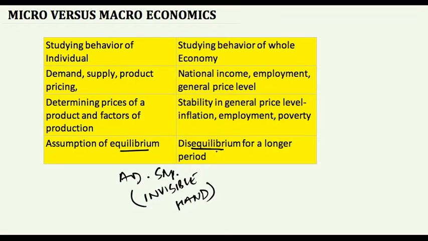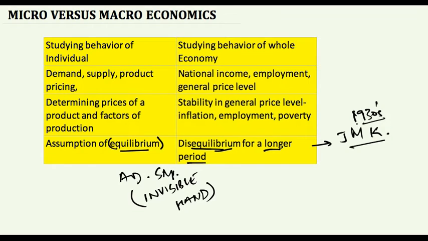On the other hand, macroeconomics assumes that there might be a disequilibrium for a very long period of time. This was given by J.M. Keynes in 1930s economy. J.M. Keynes said that an economy will not come back to equilibrium on its own and the government or the people have to take certain steps in order to bring it back to equilibrium.